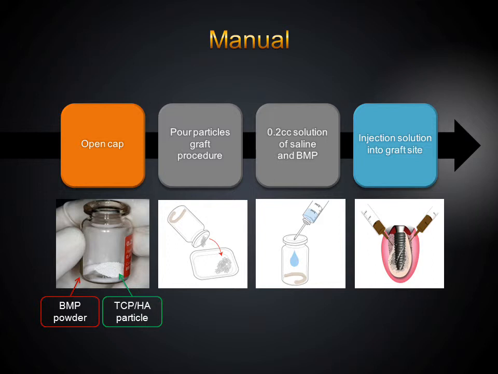TCP-HA powder and the other bone graft are filled in the defect. The wound is closed with flaps. From 0.1 to 0.2 cc of BMP2 solution is injected through the flaps into the graft site.